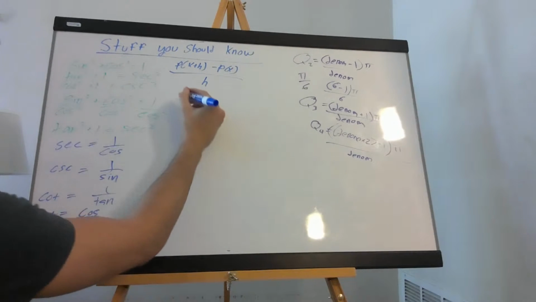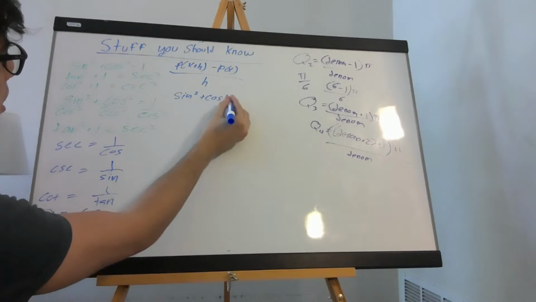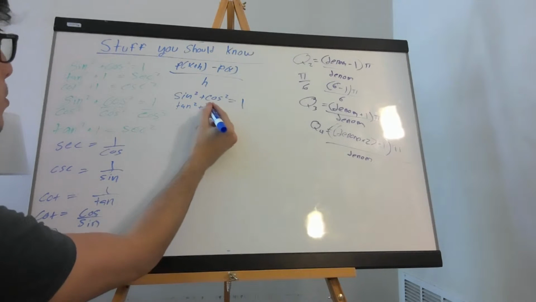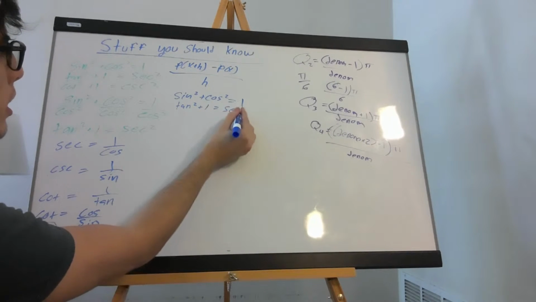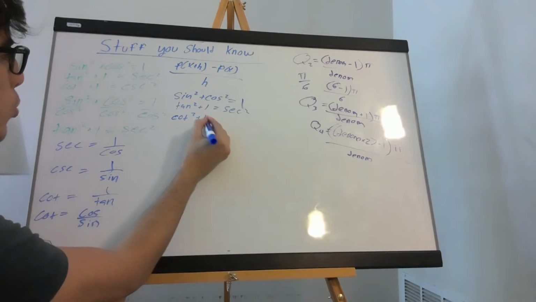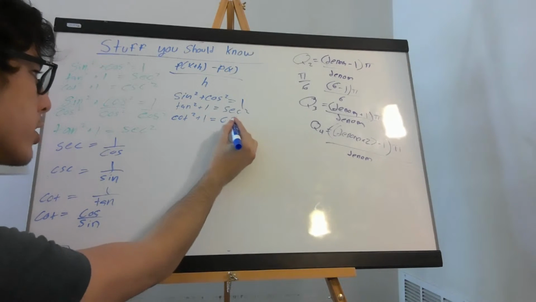So I can rewrite this real quick. Sine squared plus cosine squared equals 1. Tan squared plus 1 equals secant squared. And then cotangent squared plus 1 equals cosecant squared.